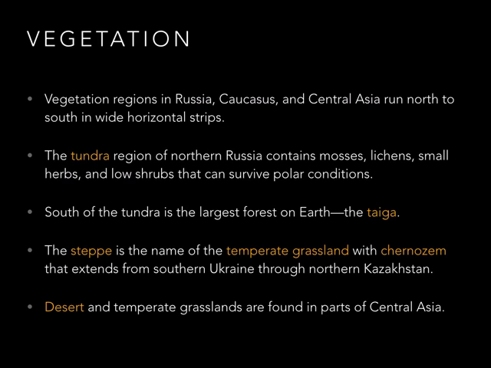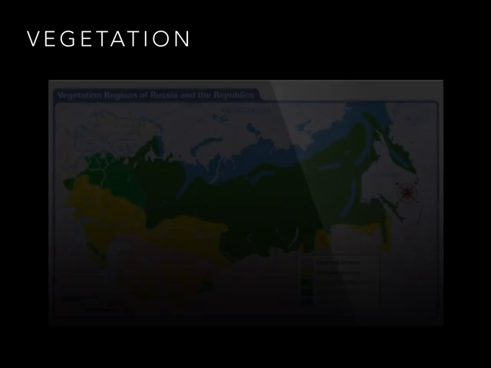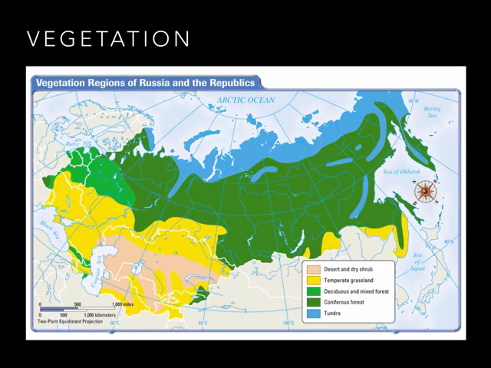South of the tundra is the largest forest on Earth in the subarctic, the taiga. And then further south is the steppe, which is a temperate grassland with Chernozem. And then even further south you have desert and then more temperate grasslands in Central Asia. Here's a map of the vegetation regions of the area.